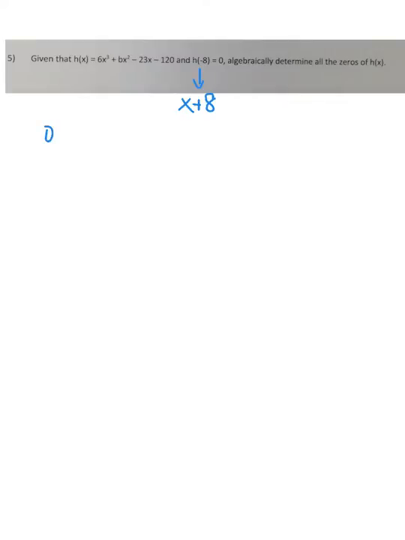So I'm going to write 0 equals 6 times negative 8, let's cube that, plus b times negative 8 squared minus 23 times negative 8. Oops, let's make that a little bit darker. And then minus 120. Now if you look at this, what this is going to help us do is going to help us find that b value, because I can't do anything else in this question until I find that b value. All right, so let me keep going.